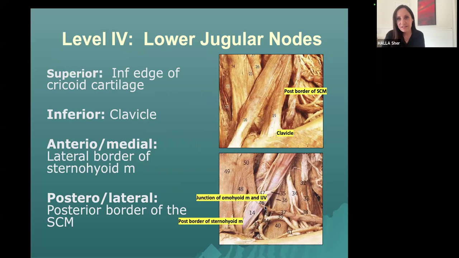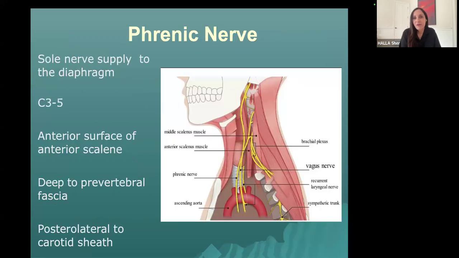Level 4, we also refer to this as the lower jugular lymph nodes. This is bound superiorly by the inferior border of the cricoid cartilage. The inferior border of level 4 is the clavicle. The anterior or medial border of level 4 is the sternohyoid muscle, and the posterior border of level 4 is the posterior border of the sternocleidomastoid muscle here. So we see that here, and we see the sternohyoid muscle here, the clavicle here.